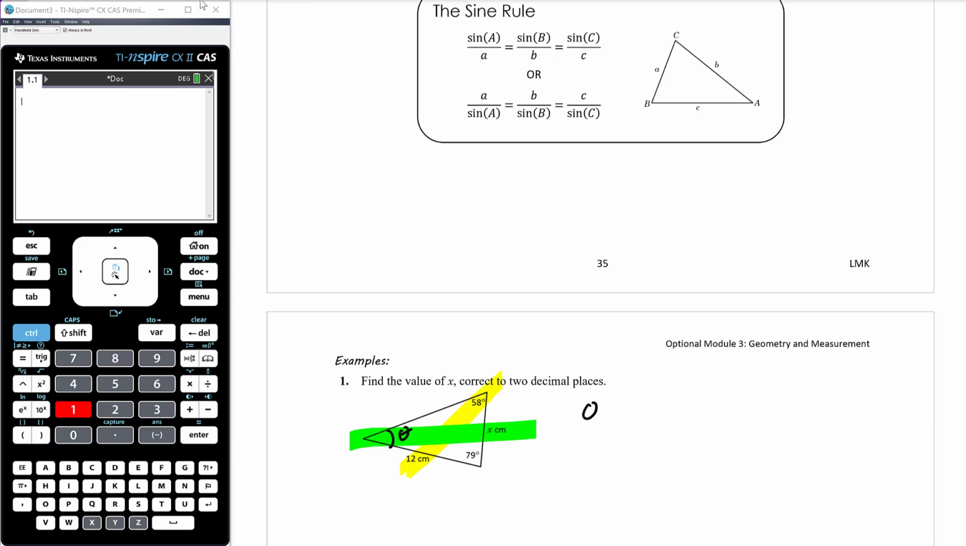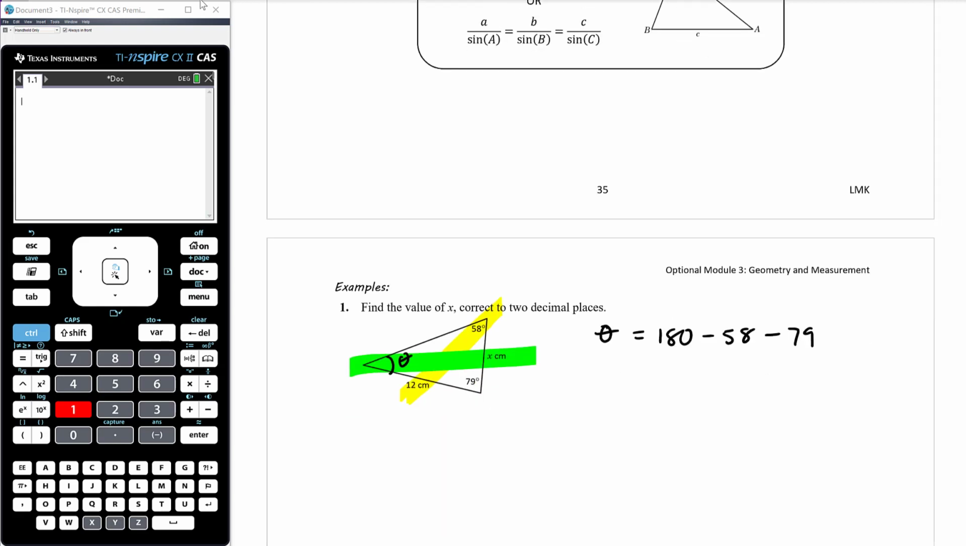Okay, so we know that theta is going to be 180, well actually let's not call it theta, sorry, the triangle's not labelled, so it will be 180 minus 58 minus 79. So 180 minus 79 is 101. So we're just subtracting 58, so it should be 43. But you've got a CAS. Get your CAS to do it. 180 minus 58 minus 79, 43.